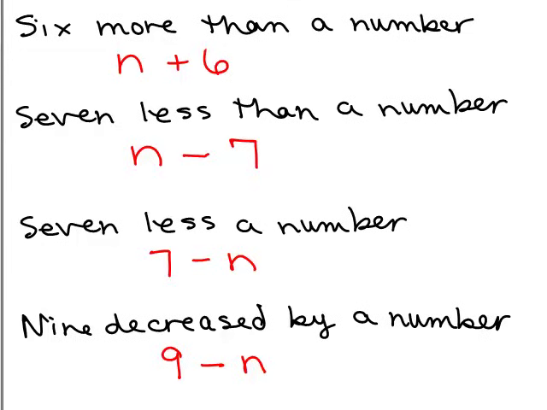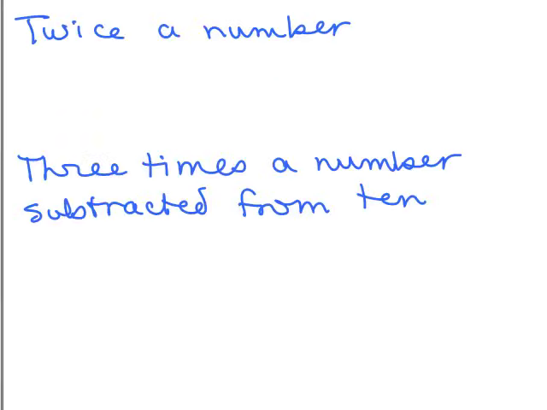Let's try doing some that are used for multiplication. All right, first one here. Twice a number. What does that mean? Twice a number just means 2 times the number. So if we're going to use n for the number, 2 times the number, you would just write as 2n. Now this next one, I'm putting 2 things together. It says 3 times a number. Well, what would that be? That would be 3n.